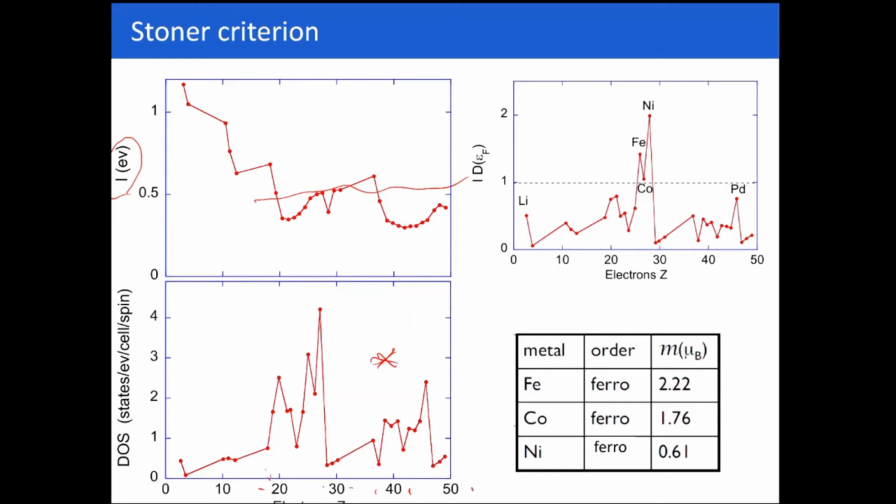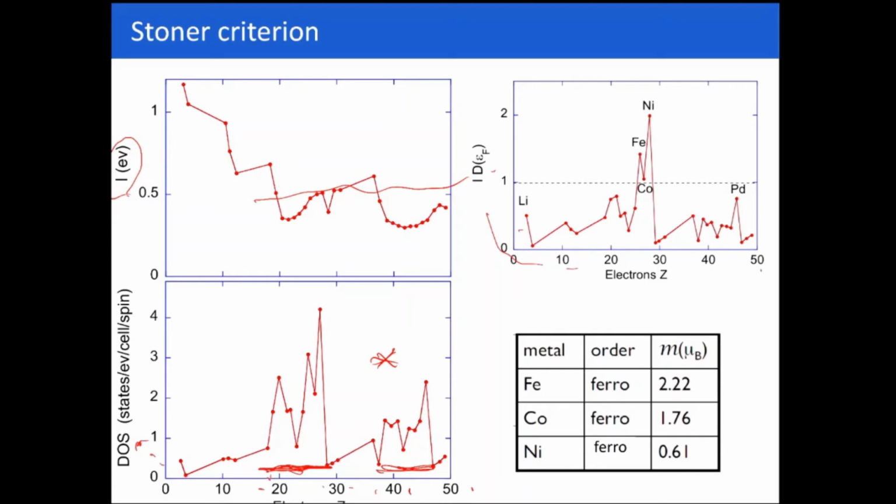So this range of elements here are transition metals. This is the 3D transition metals, and these are the 4D transition metals. So if one multiplies these two things together, the I and the density of states in the appropriate units, one can plot this function here. And in these units, if I times D is greater than 1, one has ferromagnetism.